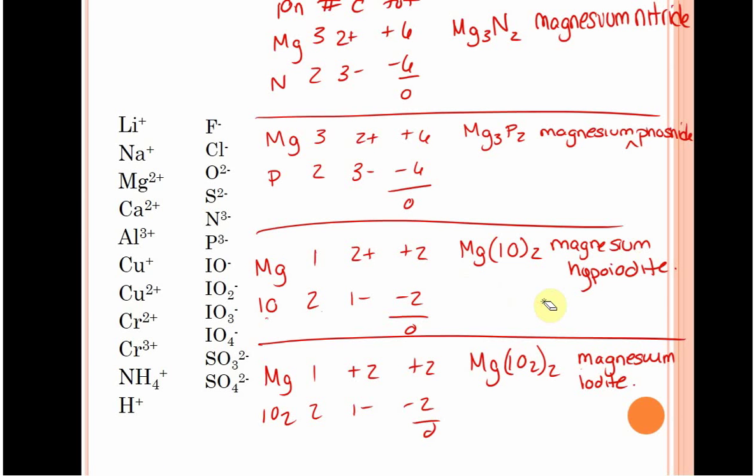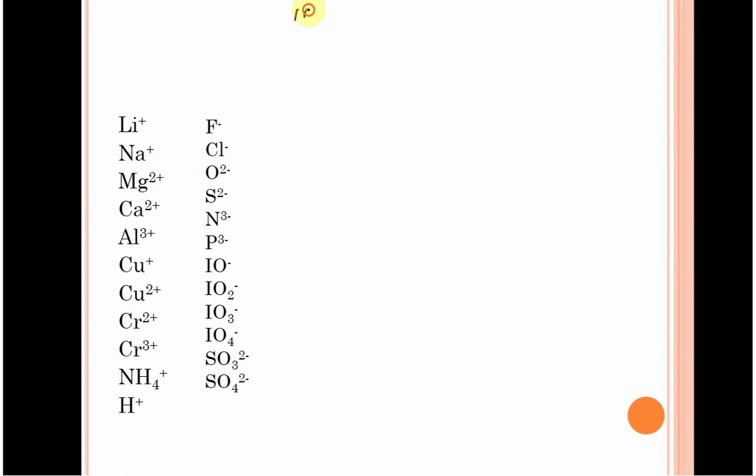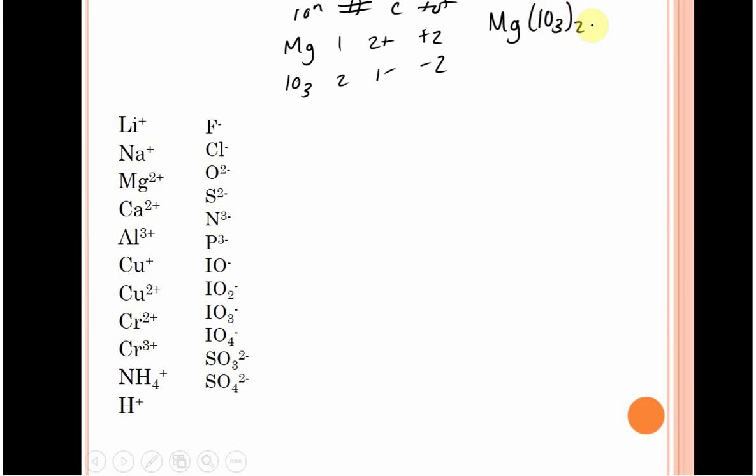Okay, so let's do iodate. Ion, number, charge and total, Mg, IO3, 2 plus, 1 minus, we need 1 and 2, gives us Mg, IO3, 2. This is magnesium iodate.